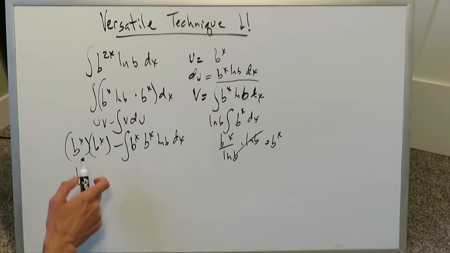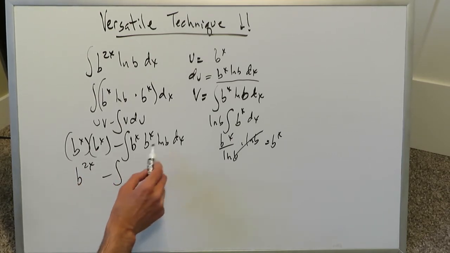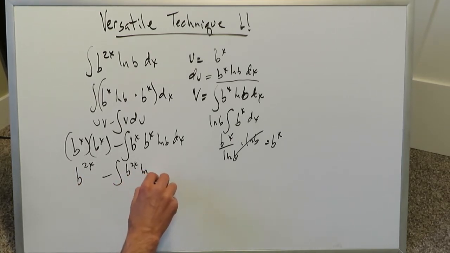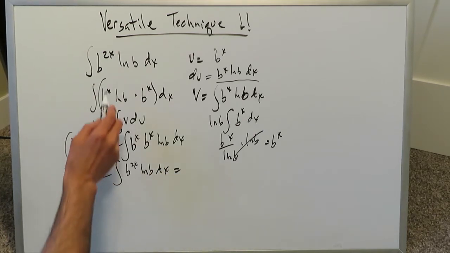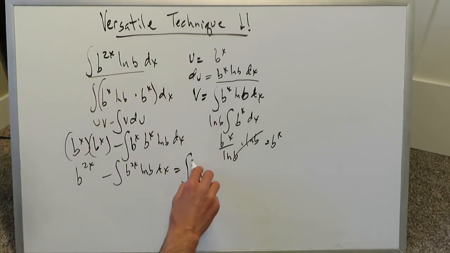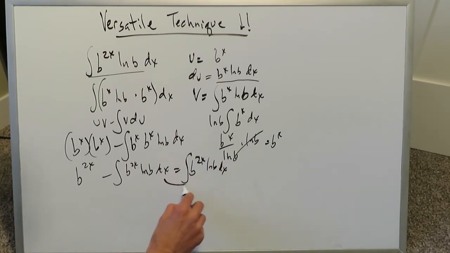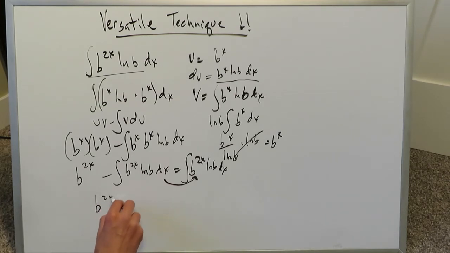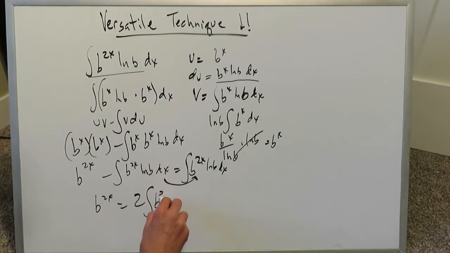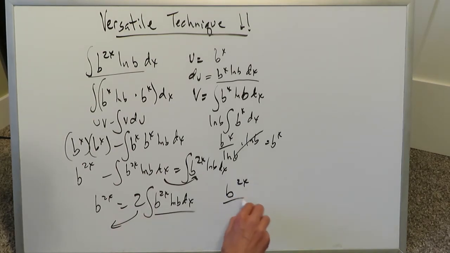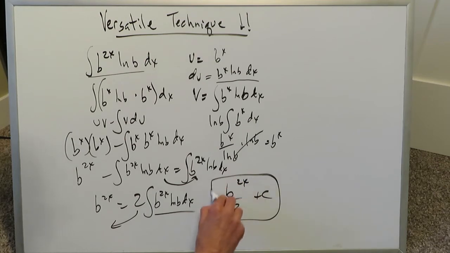You can combine this part together too, b to the 2x. You can combine this part together, b to the 2x ln b dx. But what was this all originally equal to? It was originally equal to that, b to the 2x ln b dx. You can use that special technique, take it to the other side. B to the 2x is equal to 2 integral b to the 2x ln b dx. And then this right here, your original question, is equal to this coming back onto this side, b to the 2x over 2, and then plus c, and you are done. It's done using the integrating by parts technique.